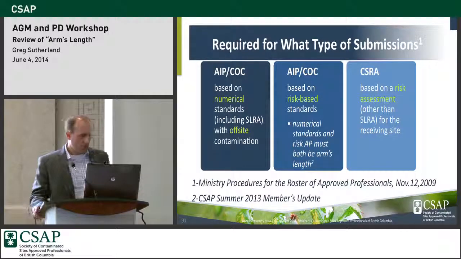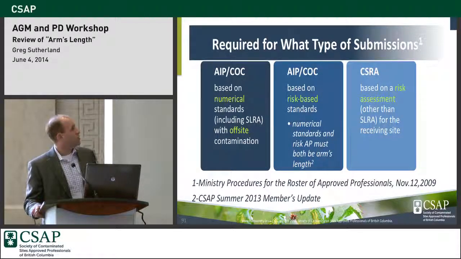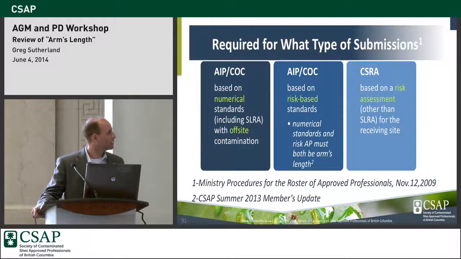So, when is an arm's length review required? If you're making a submission for a numerical AIP or a CFC based on numerical standards, you have to have an arm's length review if there's off-site contamination. If it's a risk-based submission, then it also requires arm's length review for both the numerical standards AP and the risk-based AP. That was a clarification that came out from the ministry and was provided in CSAP's summer update last year. That's worth keeping in mind, because there were some varying interpretations prior to that, but I think it's crystal clear now.